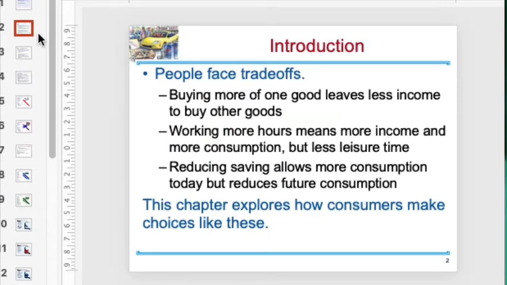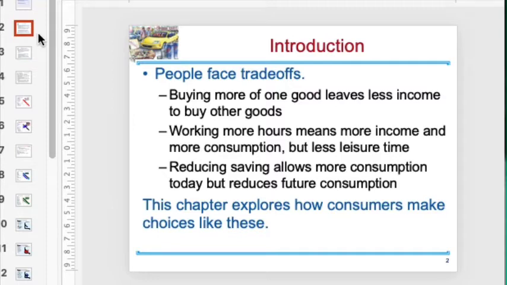So starting off, since हमने कहा है कि हमारे पास resources limited हैं, तो we will be facing trade-offs कि यार ये चीज़ बनाएं या the other thing. So slide talks about how people face trade-offs, और इसमें basically the idea is to get something, you have to give something up. And slide number 2 talks about if you buy one more good, it leaves less income to buy the other goods. If you work more hours, उससे आपकी इनकम तो बढ़ जाएगी लेकिन like वो लेजर टाइम कम हो जाएगा. And similarly, how if you decide to consume more now, you have less consumption in the future because आपने अपनी saving कम कर दी है. So the chapter is basically about the consumer deciding to consume between two things.